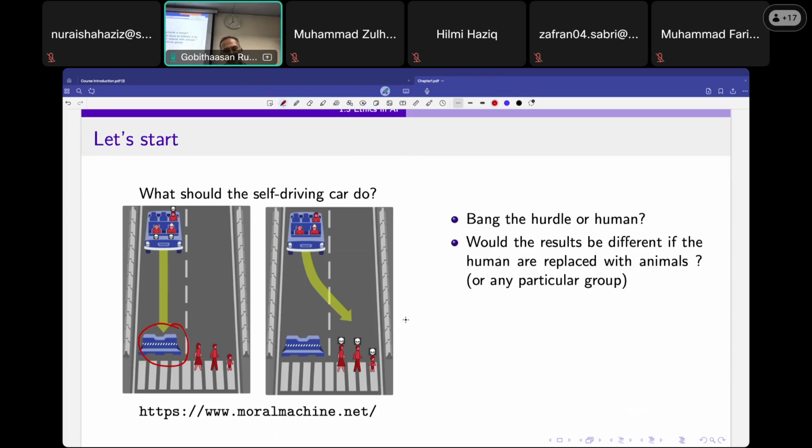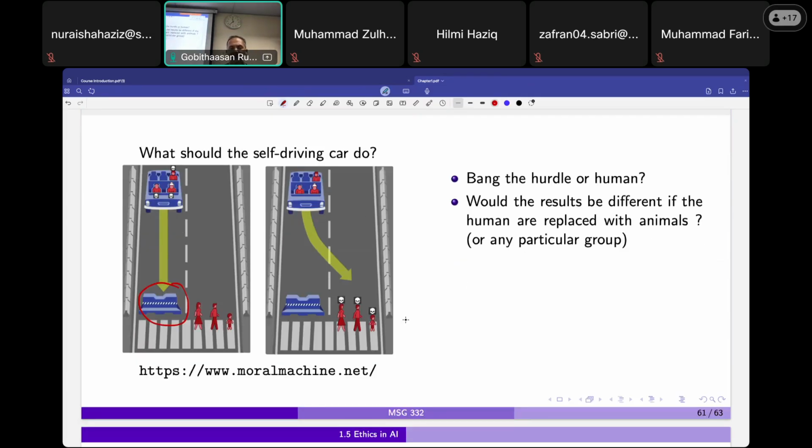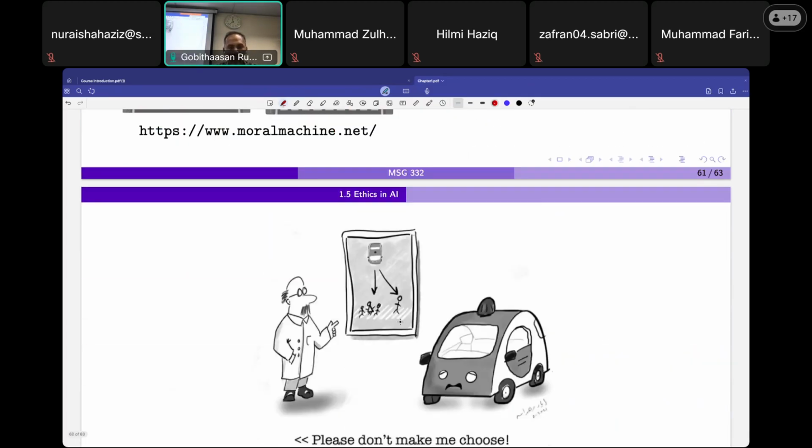Okay, so let's say if we replace these human beings with animals, can the car knock the animals? No, also not, right? Cannot also. So we have to be responsible enough to write proper terms and conditions for the AI to do the right thing. That's the first part.